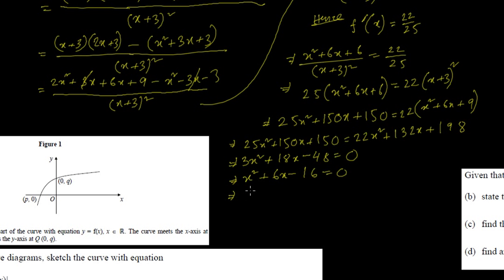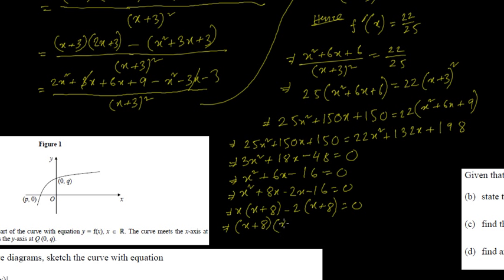So the middle term break is going to be: 16 is 8 2's are 16. So x squared plus 8x minus 2x minus 16 equals 0. If you take x common, it will be x plus 8. If you take 2 common, it will also be x plus 8, equals 0. So one is x plus 8 and the other one is x minus 2 equals 0. Therefore, x equals minus 8 or x equals 2.